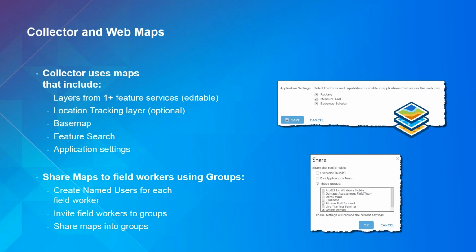It's also important to share these maps within groups. That's a way of creating focused tasks, whether that's by shift or by task or by area or by incident. We set up these web maps and then share them with groups and then invite members to those groups to go out in the field and do their work. And as many of you know, this is one of the core foundational aspects of using and leveraging ArcGIS Online.